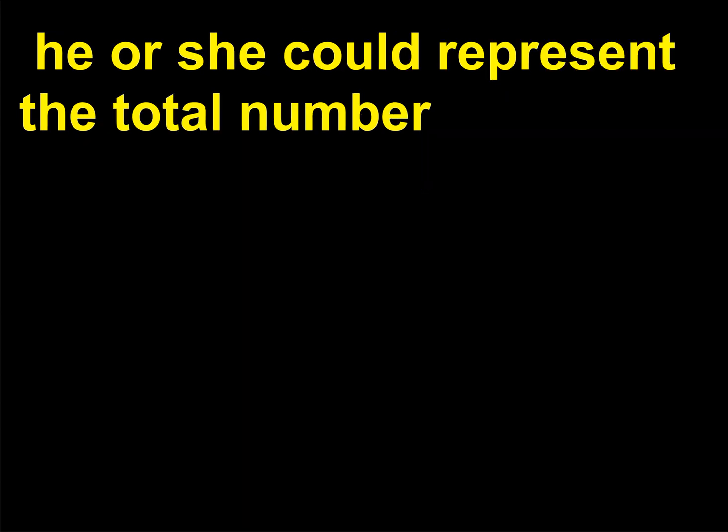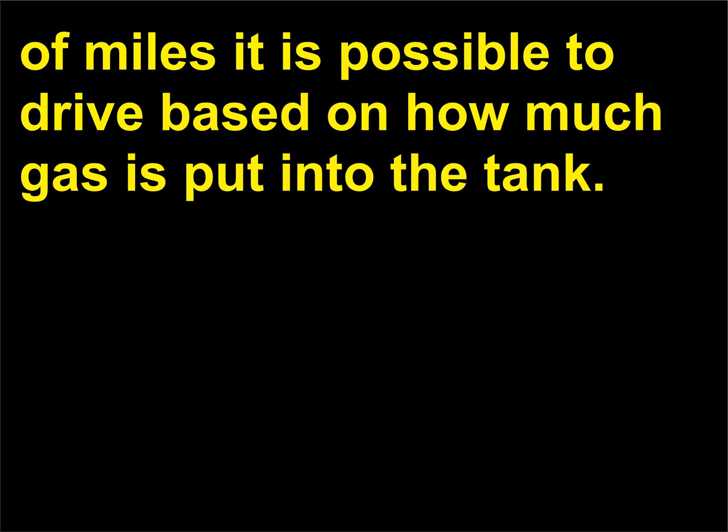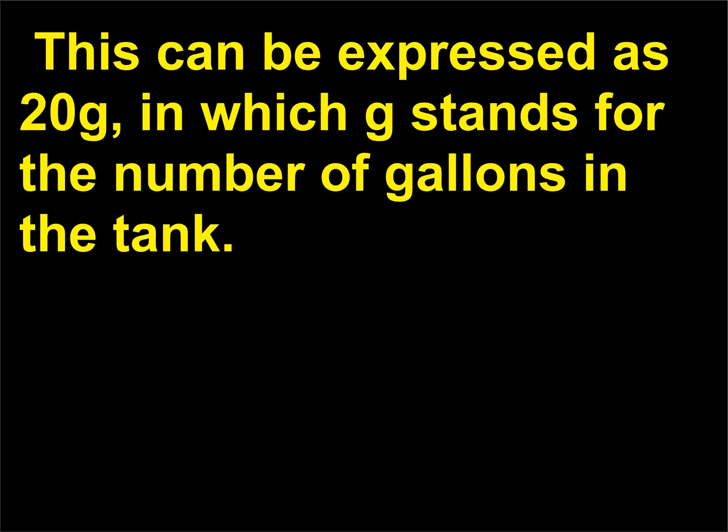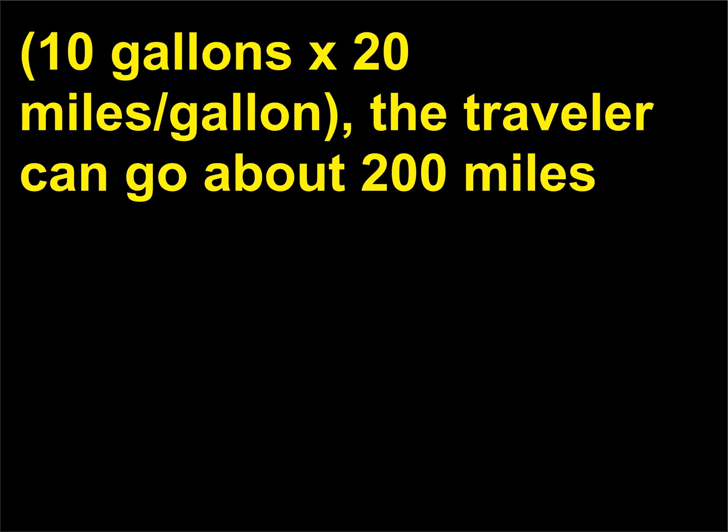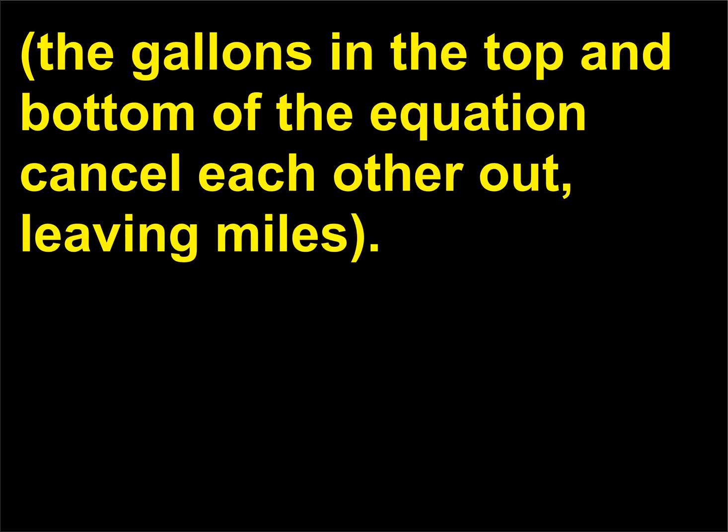he or she could represent the total number of miles it is possible to drive based on how much gas is put into the tank. This can be expressed as 20g, in which g stands for the number of gallons in the tank. For example, if someone bought 10 gallons of gas to reach a destination, 10 gallons x 20 miles/gallon, the traveler can go about 200 miles. The gallons in the top and bottom of the equation cancel each other out, leaving miles.